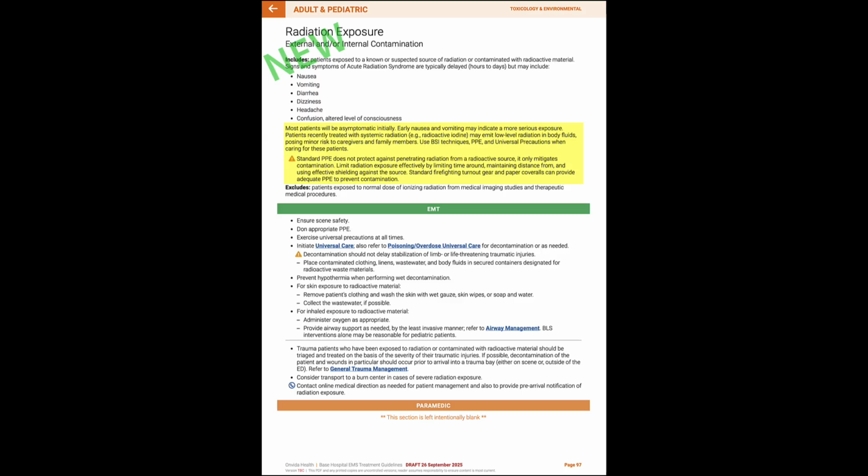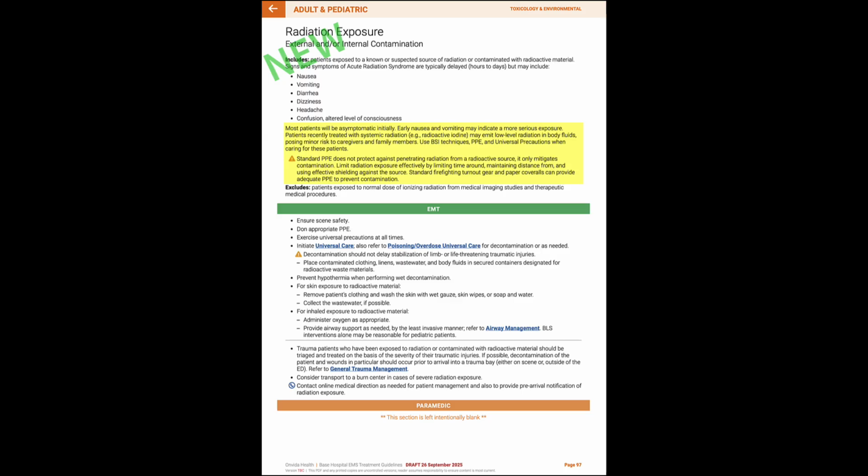Standard body fluid precautions remain essential, especially for patients recently treated with systemic radiation. These patients can emit small amounts of radiation through urine, vomit, or other secretions, which could pose a minimal exposure risk to caregivers. But here's the key point. Standard EMS PPE won't protect you from penetrating radiation. It only helps prevent surface contamination.